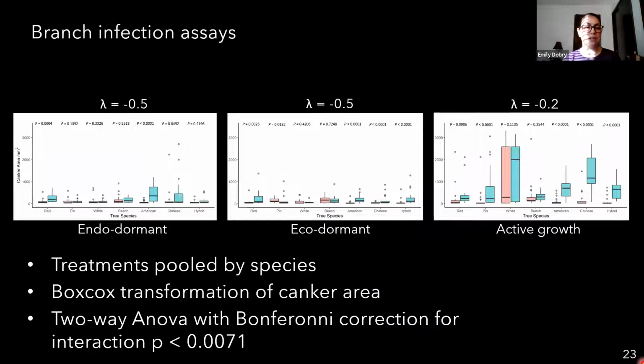For our branch infection assays, treatments were pooled by species. Because the data was non-normally distributed, we did have to utilize a Box-Cox transformation of the canker area, and I put our transformation values at the top because it did vary depending on the seasonal tissue state. But all of the figures that you're looking at are back transformed for easier interpretation. We utilized the two-way ANOVA with a Bonferroni correction for that interaction between treatment and species.